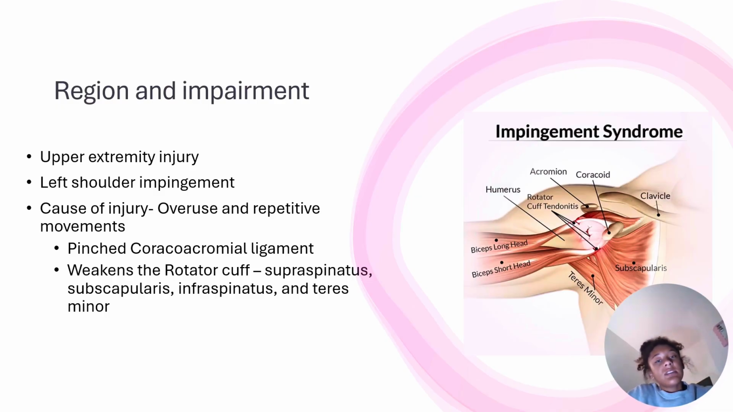We have weakness in the left rotator cuff, so the supraspinatus, subscapularis, infraspinatus, and teres minor are being affected right now, as well as the coracoacromial ligament, which is the most important ligament when it comes to a shoulder impingement.